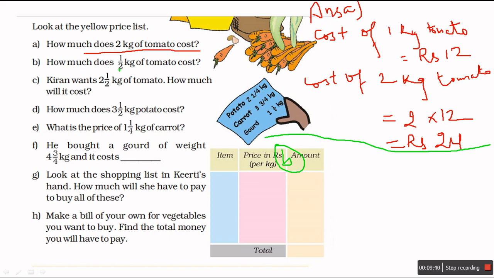How much does half kg tomato cost? Half kg tomato. So again, cost of 1 kg tomato is equal to rupees 12.